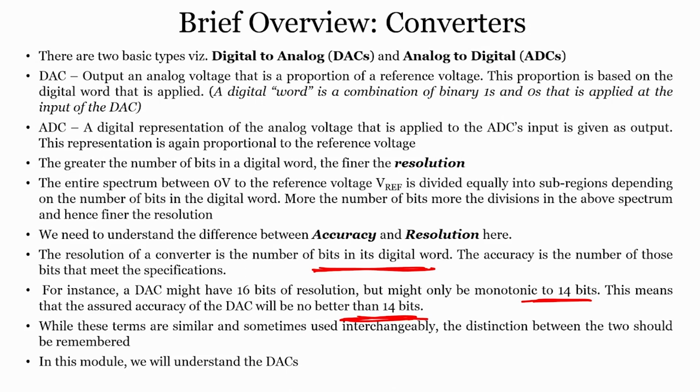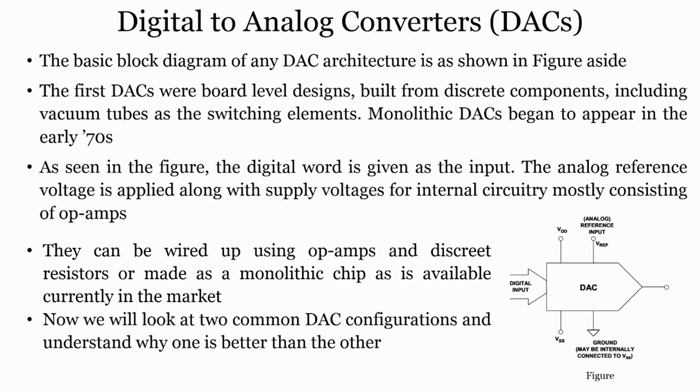In this module, we will understand the digital to analog converters. Now, the basic block diagram of any DAC architecture is generally shown in this way, where digital is the input, there is a V reference voltage, there is a VDD, there is a VSS, and there is a ground, and the output should be in analog format.